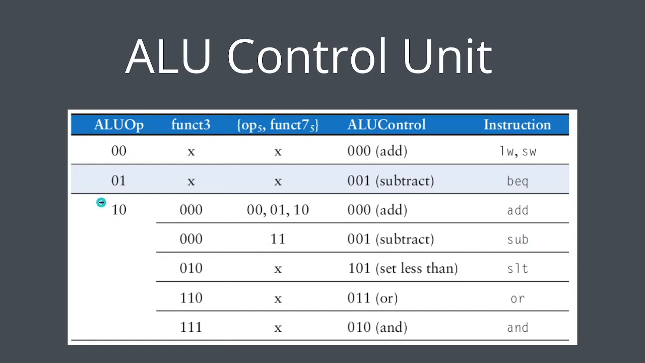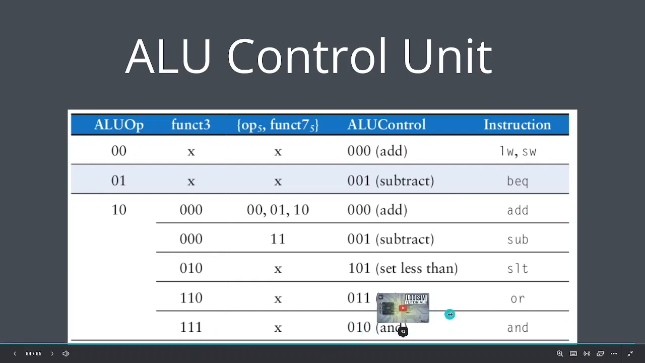If the ALUOp is 1 0 and function 3 is 0 1 0, we are going to perform a set less than operation by generating a control signal of 1 0 1. Same if ALUOp is 1 0 and function 3 is 1 1 0, we are going to generate a control signal of 0 1 1, which is going to perform an OR operation. If the ALUOp is 1 0 and the function 3 is all 1, we are going to generate an ALU control signal of 0 1 0, which is going to perform an AND operation.